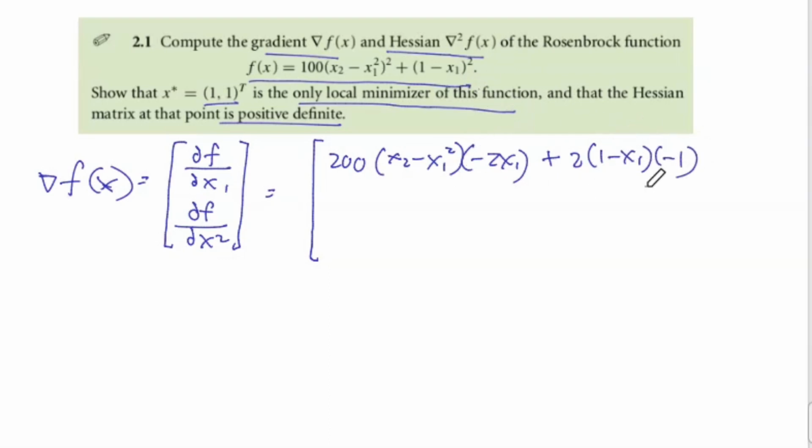So this is the first one, and the second one, you derive with respect to s2. You have 200 also, times (s2 minus s1 squared). That's all, because when you derive for s2 the first term has no s2, so you do not need to write it. And for this term, there's no s2, so you get 0, and you do not need to write it as well. This is the one.